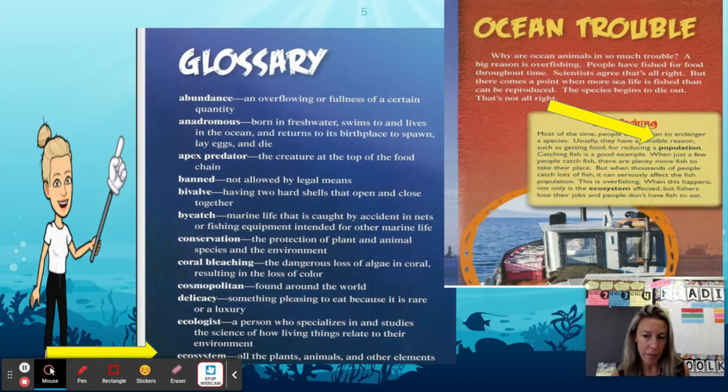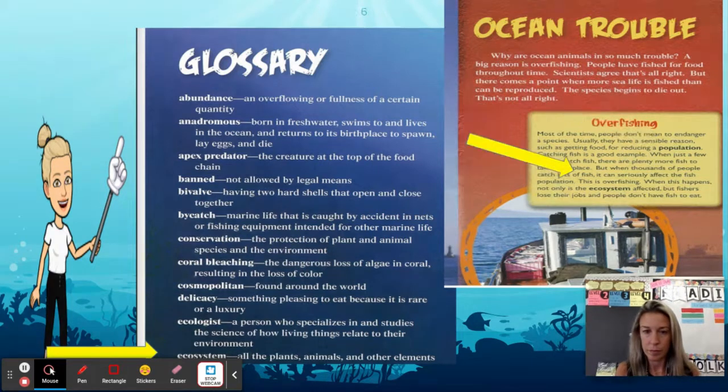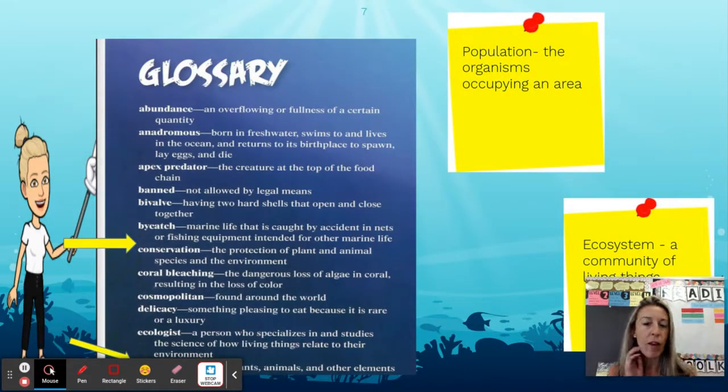Now, because this is nonfiction, one of the first things that you can do when you get a nonfiction book is go to the back of the book and read through all the words and try to become a little bit more familiar with those words, so that when you see them in the text, you can remember what words you've already read in the glossary. Right here, I have highlighted and posted the 2 words that I used today. Population, the organisms occupying an area, and ecosystem, a community of living things in a certain area.